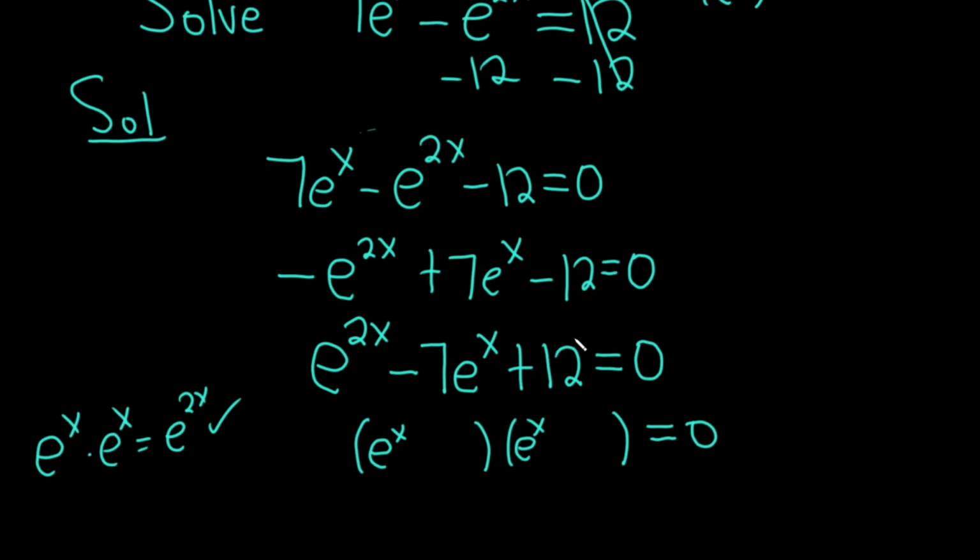Now we just need two numbers that multiply to 12. So 3 and 4 would work, and add to negative 7. So let's just make them negative so that everything works out really nice.